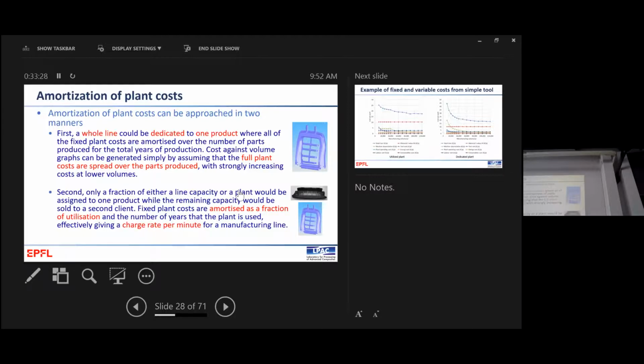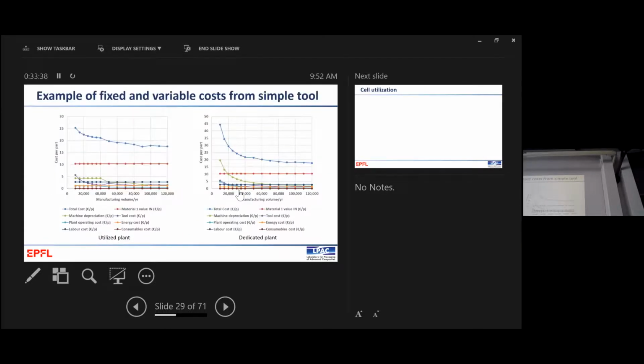Okay, well, this one is cheaper because you're sharing the capital expenditure between 2 different products. So you want to avoid dedicated plants. This compares a utilized and dedicated plant for magnesium die casting. And just to be aware, the scale is not the same. This is how you cheat with data.